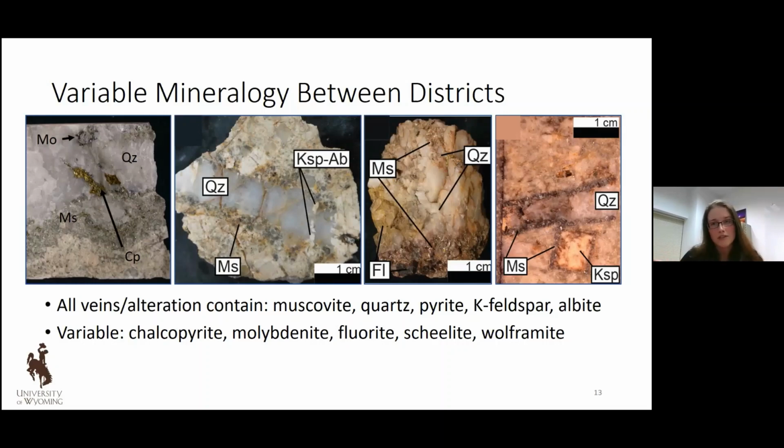Whereas when we were dealing with systems that were more tonalitic to granodioritic, we didn't have that good amount of chalcopyrite, moly, or fluorite. We tended to have the more run-of-the-mill muscovite quartz pyrite compositions. You could get sniffs of chalcopyrite in these veins when we're in the granodioritic to tonalitic systems, but never flashy veins like this example on the left here.